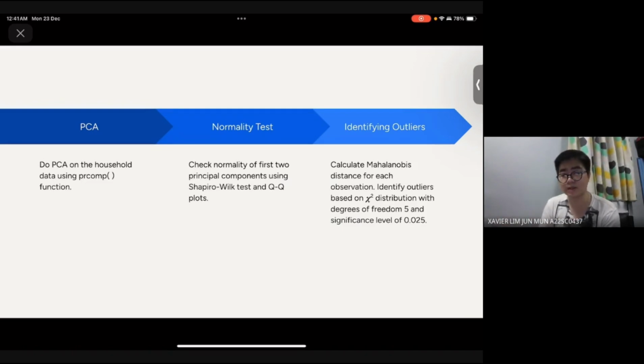Based on the scree plot, we have decided to only keep the first 2 principal components. Hence, we will only be checking the normality of the first 2 principal components by performing the Shapiro-Wilk test and QQ plots. Last but not least, we will detect and identify the outliers by calculating the Mahalanobis distance for each observation. It is based on a chi-square distribution of 5 degrees of freedom and a significance level of 0.025. For better visualization, we have decided to plot a scatter plot of PC1 versus PC2, where we can observe the outliers in the plot. So that's all for the methodology of this assignment. And now I will hand the presentation over to my teammate.